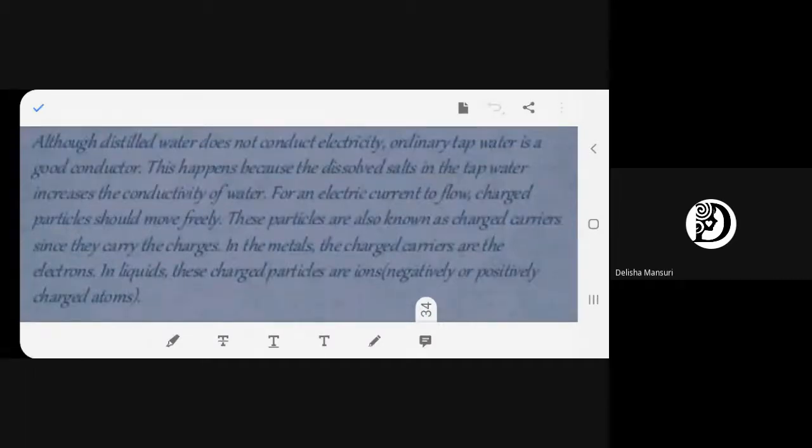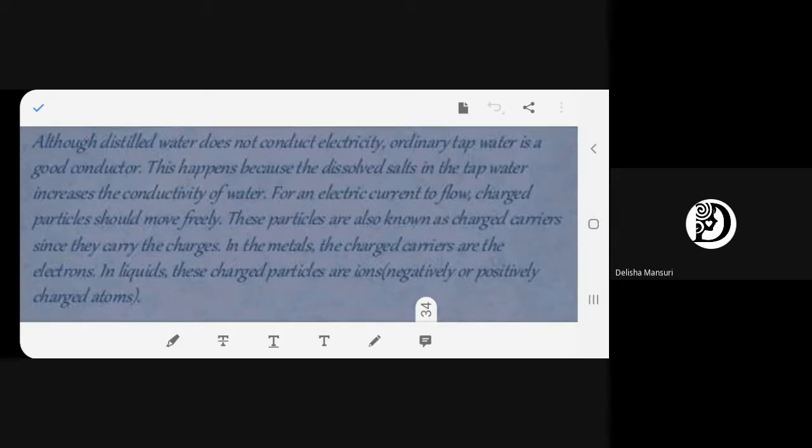What happens in the metals? These charge carriers, they are obviously electrons, so they move. When electrons move, the electricity is passing. In liquids, what happens? These are the charged particles which are taken as ions. So one is negatively charged ions, which is known as what, beta? Negatively charged ions? Anions. And the positively charged ions are cations. Is it clear? Any problem? It is just the revision that we did earlier. Any problem, beta? No, ma'am.